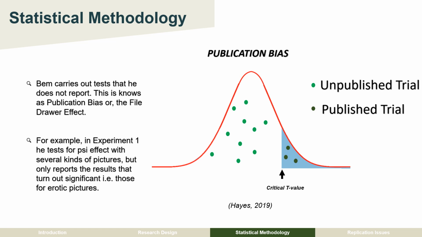And both Chambers and Francis suggest that Bem carries out tests that he does not report. For example, in experiment 1, he tests for psi effect with several kinds of pitches, but only reports the results that turn out significant, i.e. those for erotic pitches. Indeed, Bem acknowledges his experimental design required extensive pilot testing, undergoing numerous instances of trial and error, but we do not know exactly how many extra tests were run that are not reported.